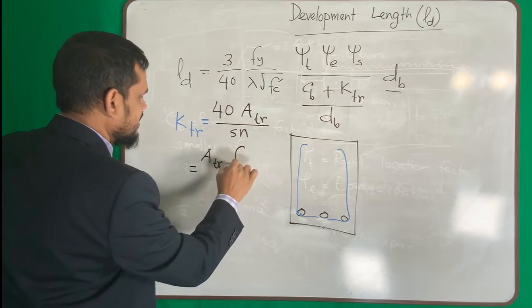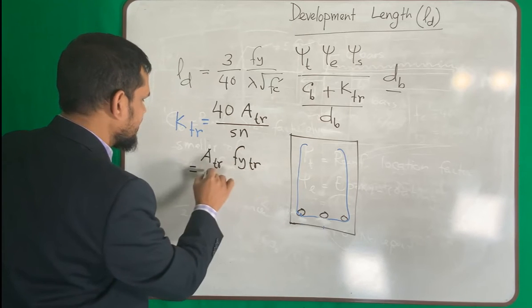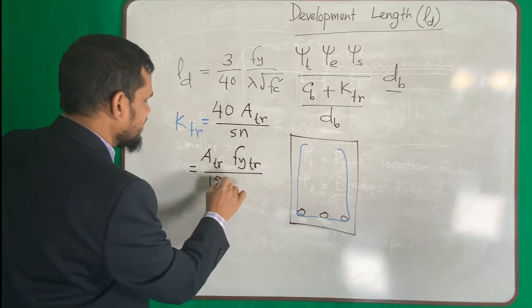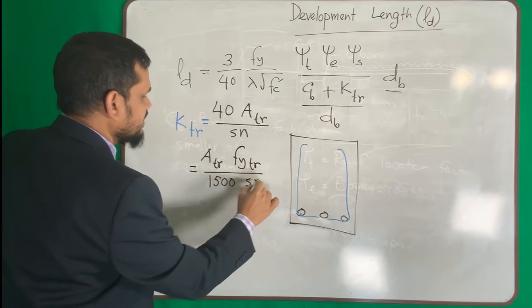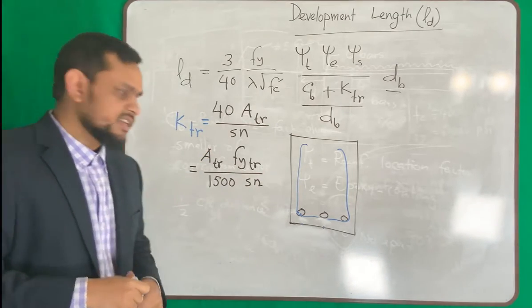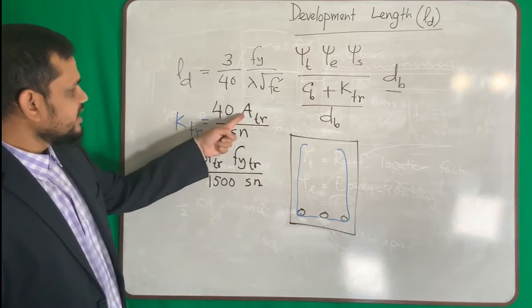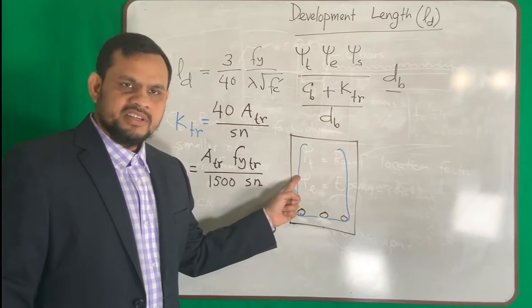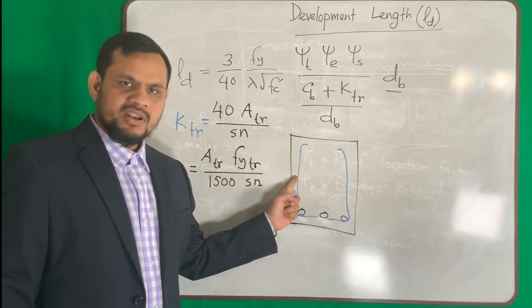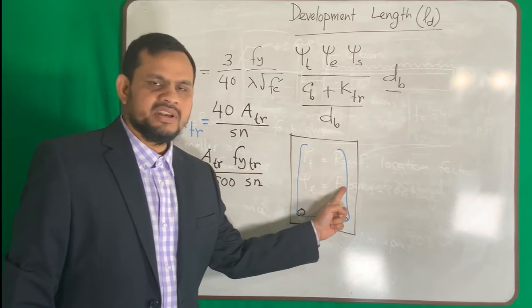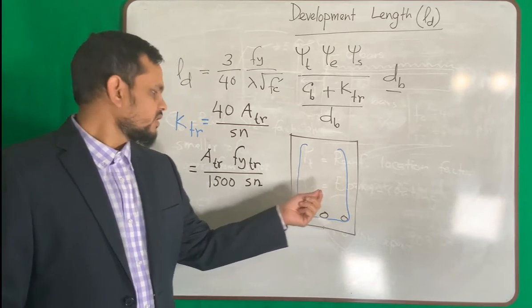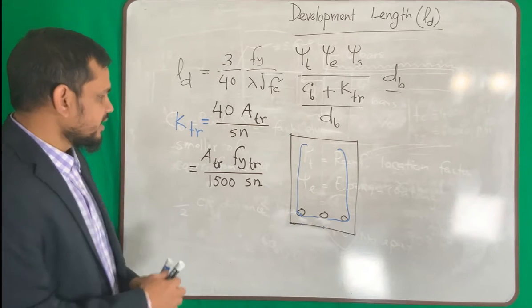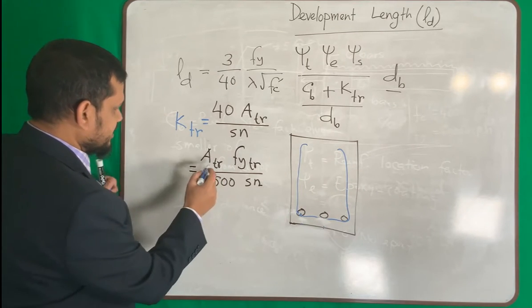ATR, FYTR, 1500 Sn. Now, both equations are the same. What is this? ATR is the area of this. So if it is a number 3 bar, 0.11 inch square, and two of them, so 0.22 inch square, if it is a number 3 bar.